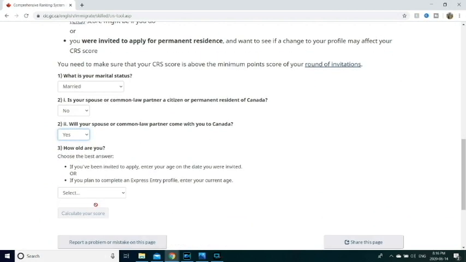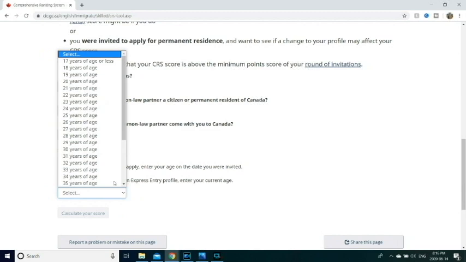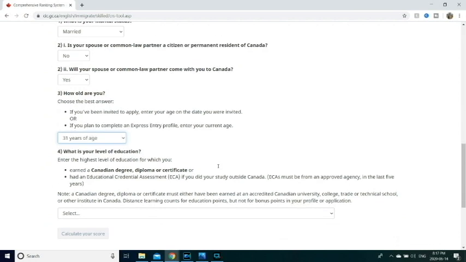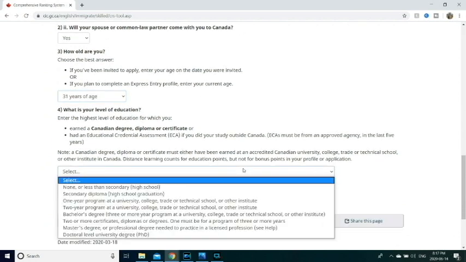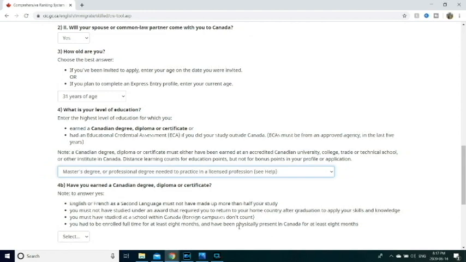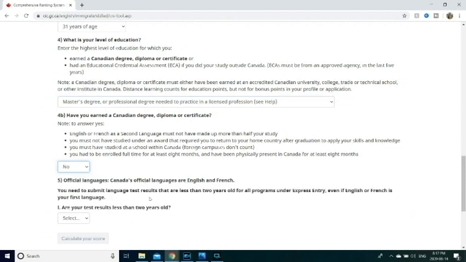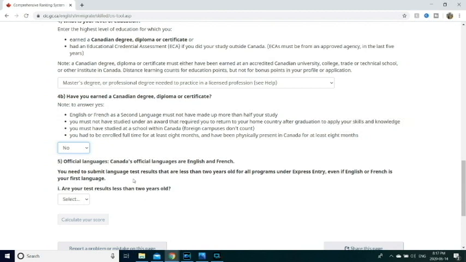Now, how old are you? Say you are 32 or 31. Let's say 31. What is your level of education? As we mentioned, say you have a master's degree. Now, have you earned a Canadian degree? In this scenario, you have an Indian degree, a degree from outside Canada, not from Canada. So this is no. Now you need to submit a language test.